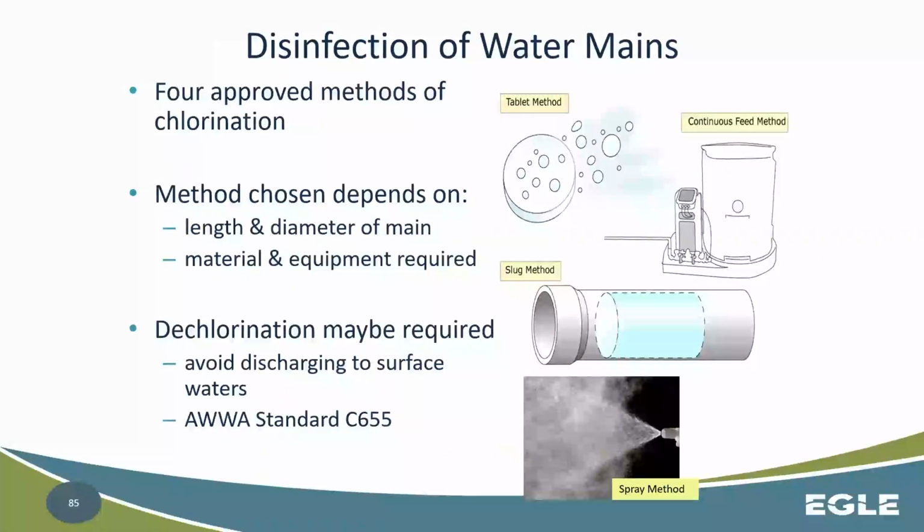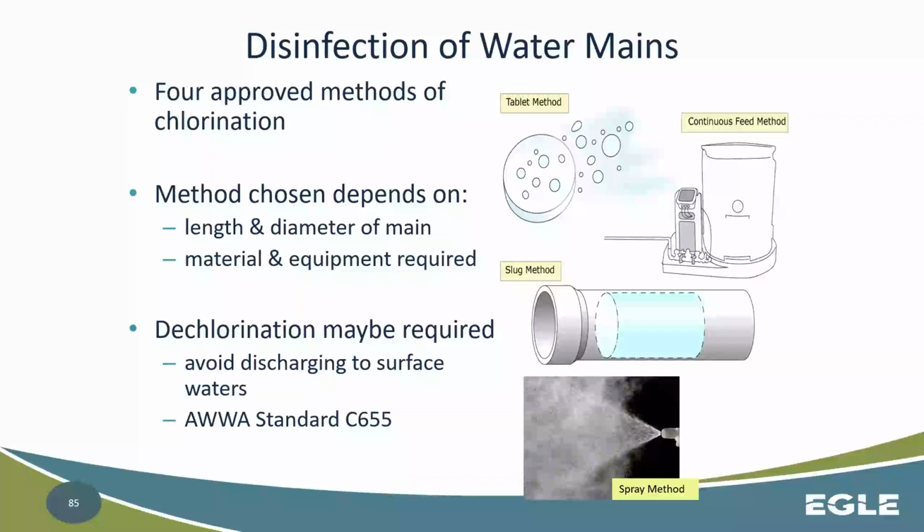There are basically 4 approved methods of chlorination. Obviously, you can go through the guidance document that's part of the AWWA manual to really walk through each method and make sure you're doing it properly. This is just a general overview. So methods should be selected based on the length and diameter of the pipe and/or the material and equipment required. Please note that for some of these, dechlorination may be required.